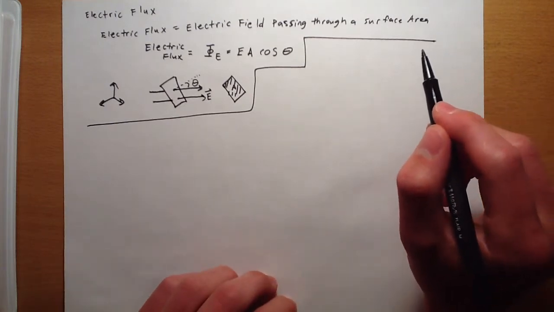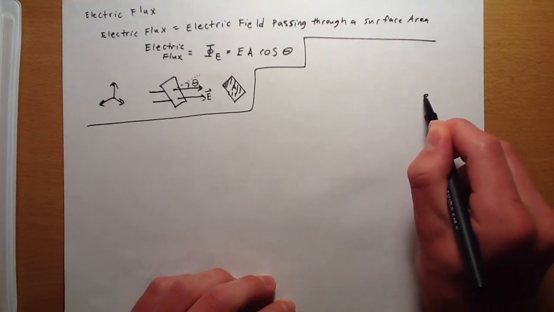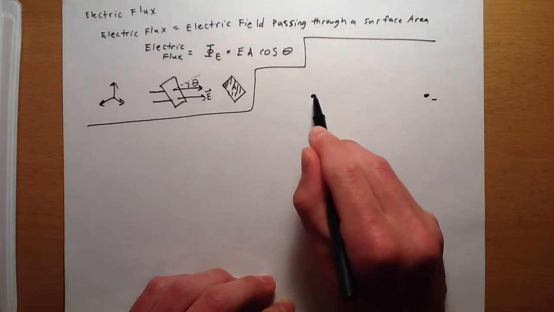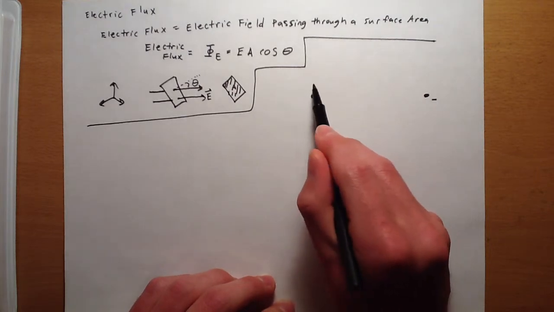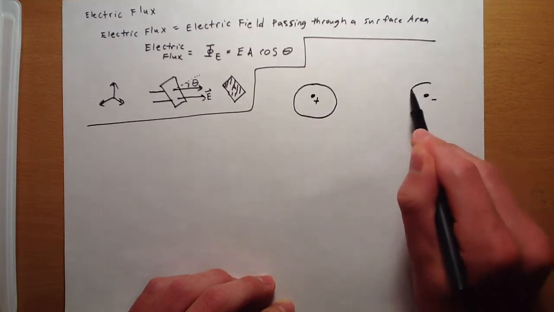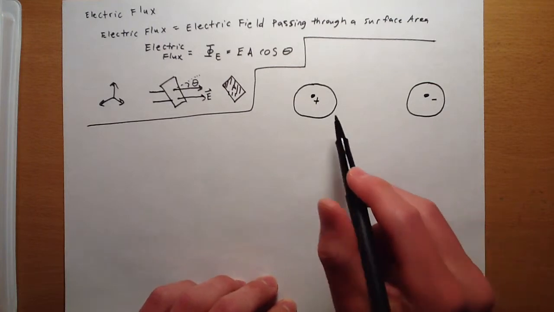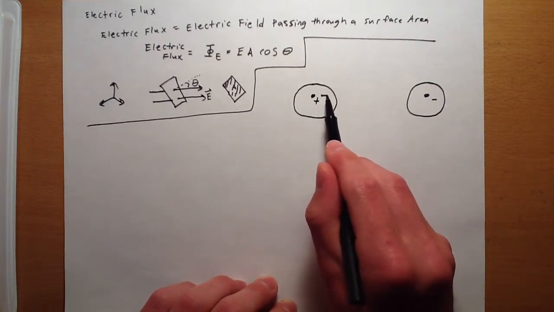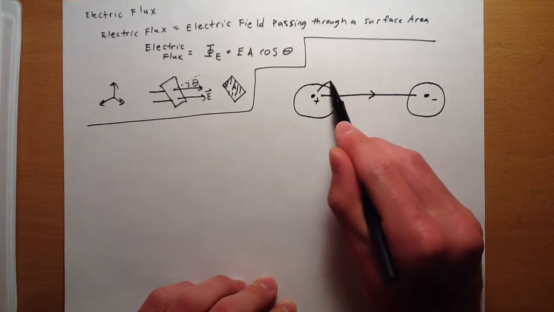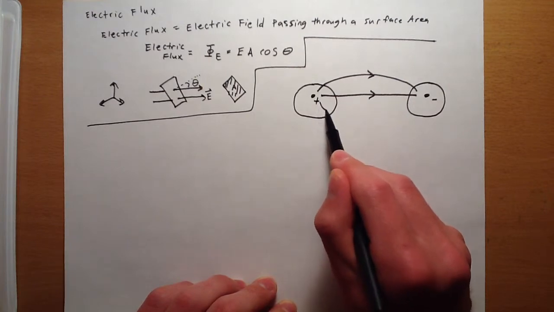Now let's say we have 2 point charges. We have the negative point charge right here and a positive point charge right here. And they're surrounded by these two spheres. So we're going to have field lines going from the positive to the negative. We went over this in a previous section. Field lines leave the positive and field lines enter negative.